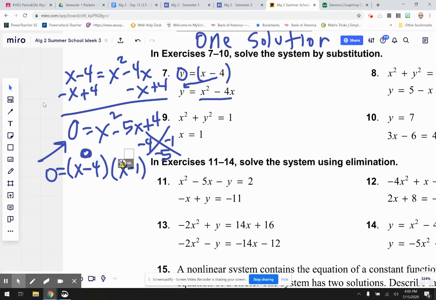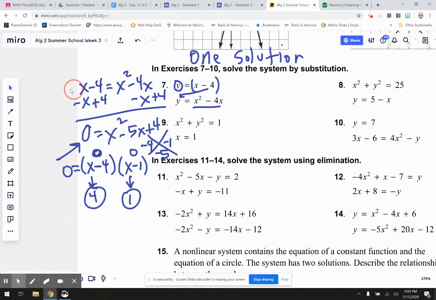So what's going to make this first one 0 is a positive 4. It's going to make the second one 0 as a positive 1. Those are your two solutions. So we took this x minus 4 and plugged it into y. We made a new equation with just x's, and then we solved it.